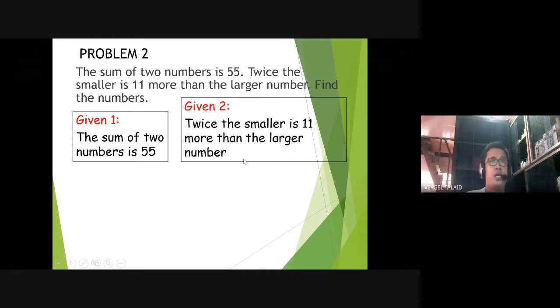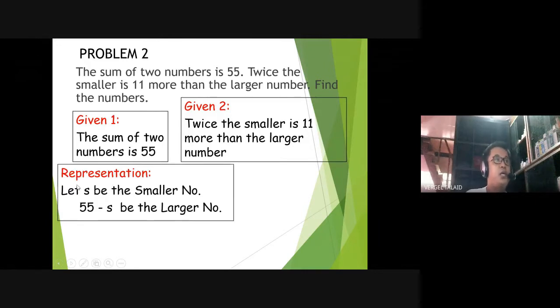So we have to decide that we have to get our representation from given one, because given two is more complicated. If you're going to have twice the smaller, for the most complicated one, that would be our equation. Now, the simple one, the sum of two numbers is 55, is for the representation.